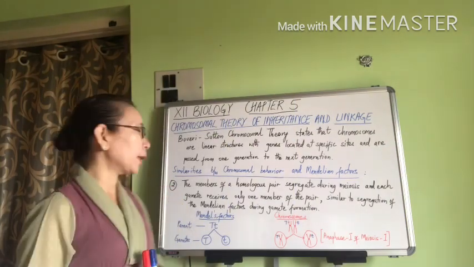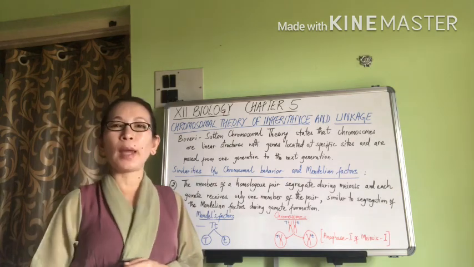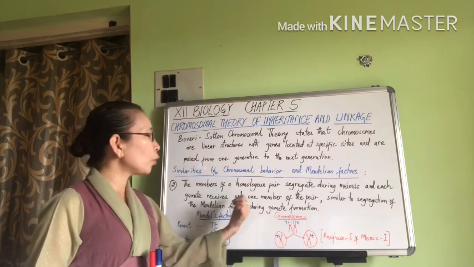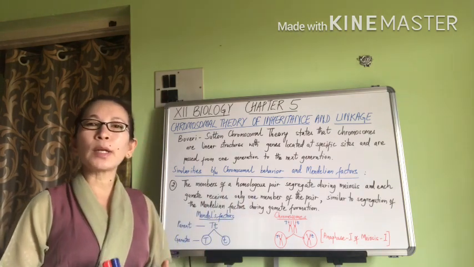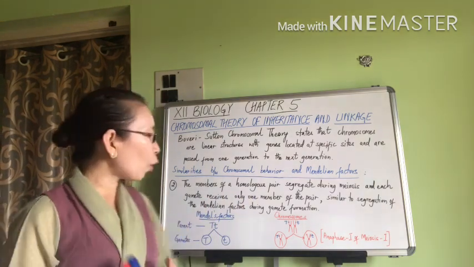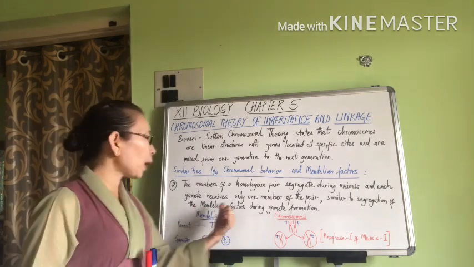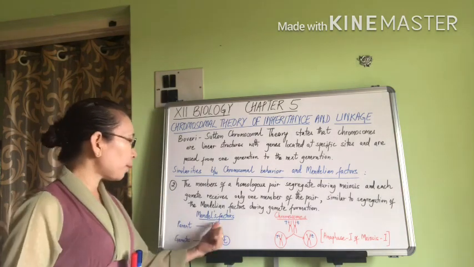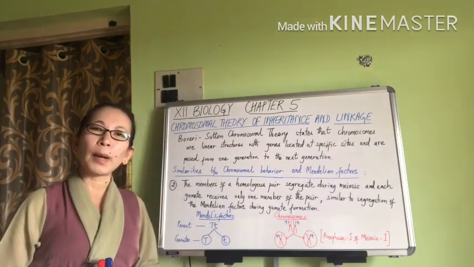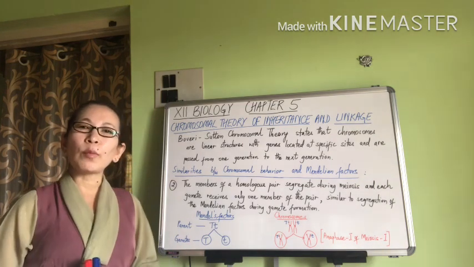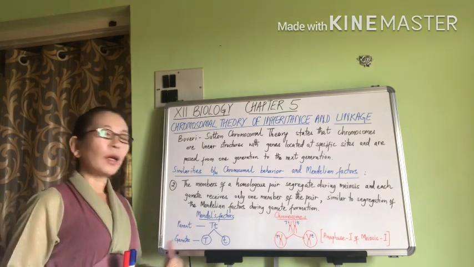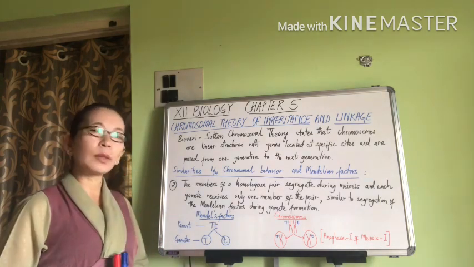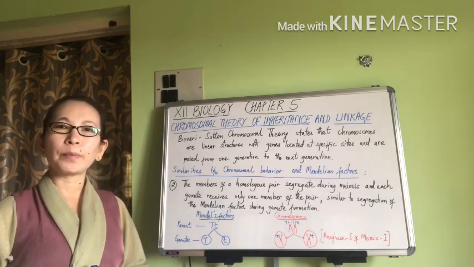The second similarity is that the members of a homologous pair segregate during meiosis, and each gamete would then receive only one member of the pair. This is very similar to the Mendelian law of segregation, where a pair of factors segregates during gamete formation. The pair of factors capital T and small t in the parent would segregate at the time of gamete formation, and each gamete will receive only one of the two factors. So, we have a gamete having just capital T and another gamete having the small t.